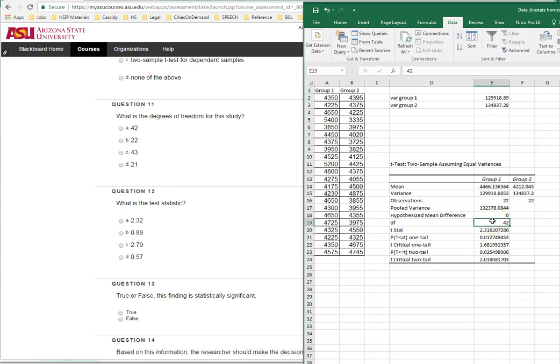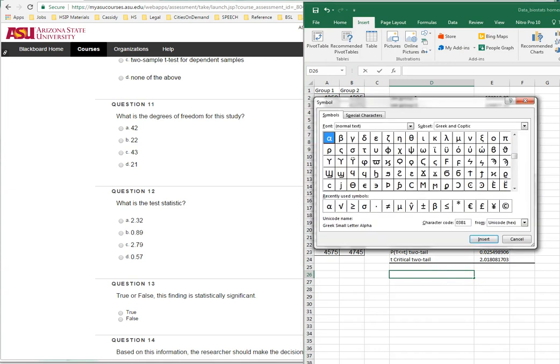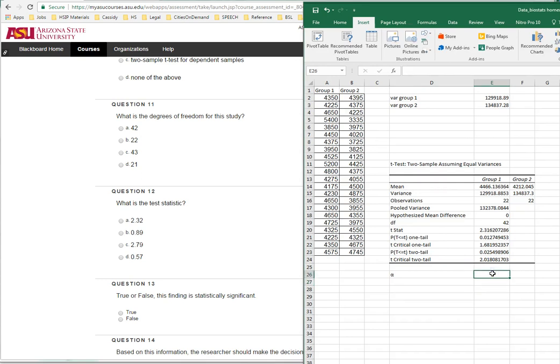And I need to know what is the test statistic. So here, my test statistic is 2.3, we're going to round that up to 2.32. And then true or false, this finding is statistically significant. So I'm going to look at my p-value to make that determination. And remember that the significance level that we set was 0.05. So let me just put that in here. So if I have a significance level of 0.05, I'm going to compare that to my p-value.